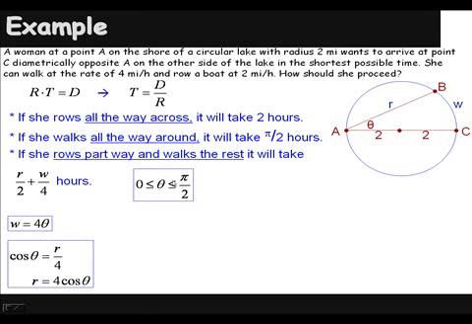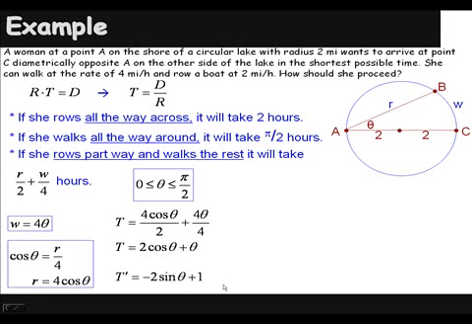Theta has to be somewhere between 0 and 90 degrees, or 0 and pi over 2. It would make sense to go out this way somewhere. She's going to want to go across the lake. She can't row out into the field or whatever that is. So the total time is equal to r over 2, which is 4 cosine theta over 2, plus w over 4, which is 4 theta over 4. If we reduce here and reduce there, 2 cosine theta plus theta is the time it would take.